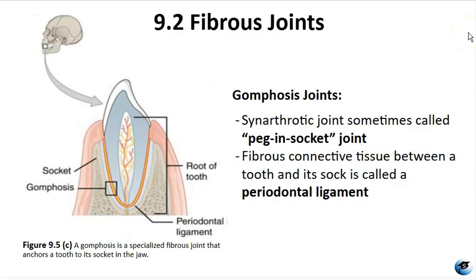Gomphoses are synarthrotic, which are, again, immovable joints. They're also known as peg and socket joints. You will see these in the maxilla and mandible, where the teeth are anchored in the alveolar sockets. The periodontal ligament, which is a fibrous connective tissue, connects the tooth roots to the bony socket walls, and this ensures that they're structurally integral.